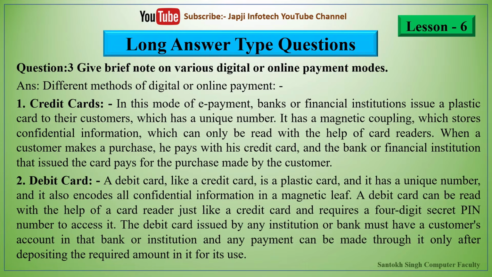Second one is debit card. A debit card, like a credit card, is a plastic card and it has a unique number, and it also encodes all confidential information in a magnetic stripe. A debit card can be read with the help of a card reader just like a credit card and requires a 4-digit secret PIN number to access it.